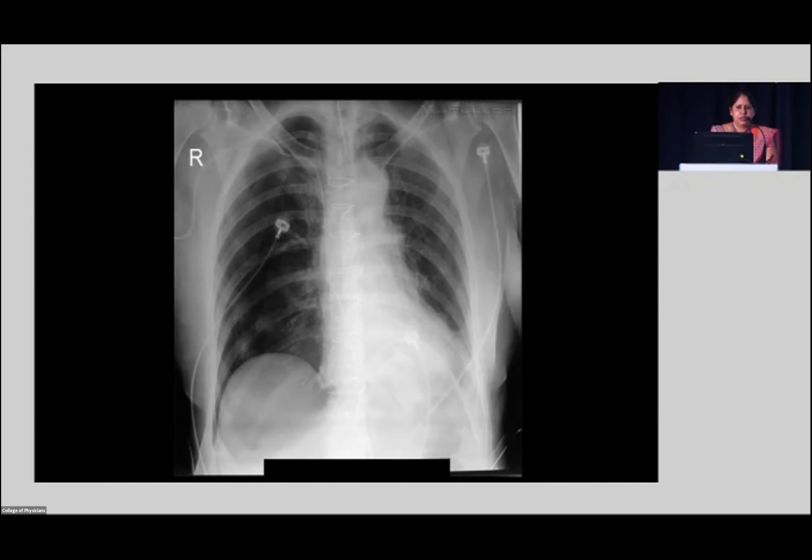Second patient, a critically ill patient in the ICU, suddenly developed difficulty in breathing. Supine X-ray. What do you think?